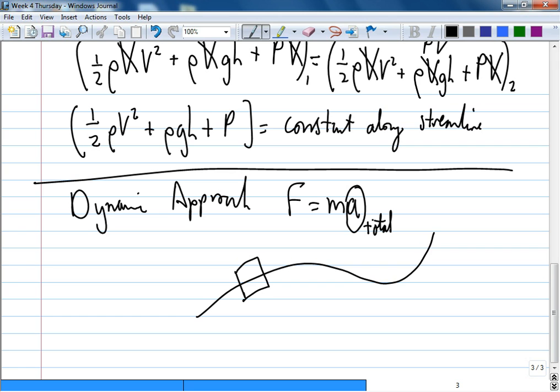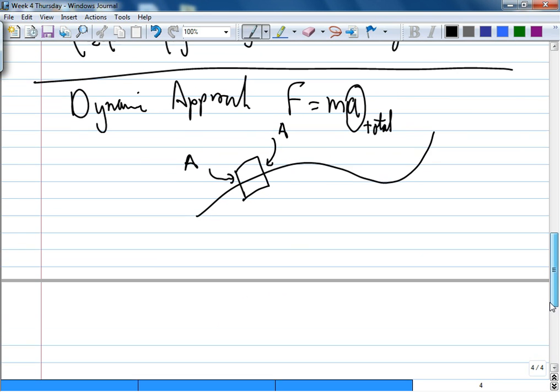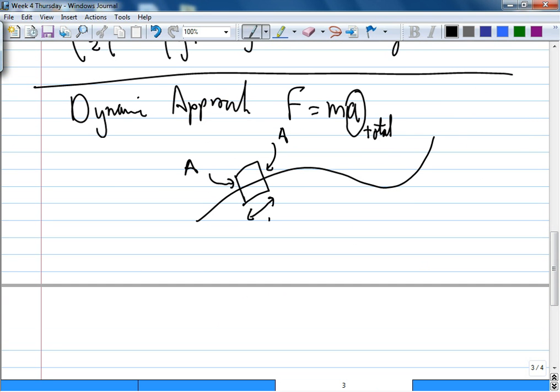The forces. This is your block. You can have the area here, A, on the back side, and I assume the area here is the same. It is of length ds. S is this path, not x, not y, but the path, along the path.